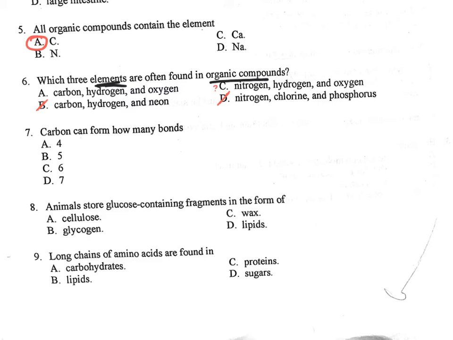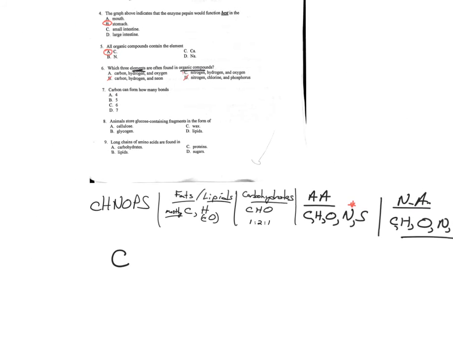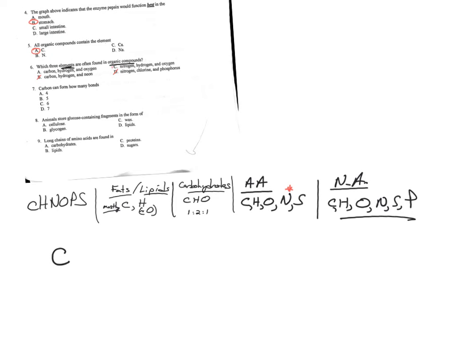Oh, okay. Well, that was a mistake. But why was it a mistake? Because when you look at this, all the organic ones have carbon. But you're right. I just want to point this out. This would have been a good answer if this one wasn't here. Because carbon, hydrogen, and oxygen are in all of them. But nitrogen, hydrogen, and oxygen are only in two of the organic compounds.